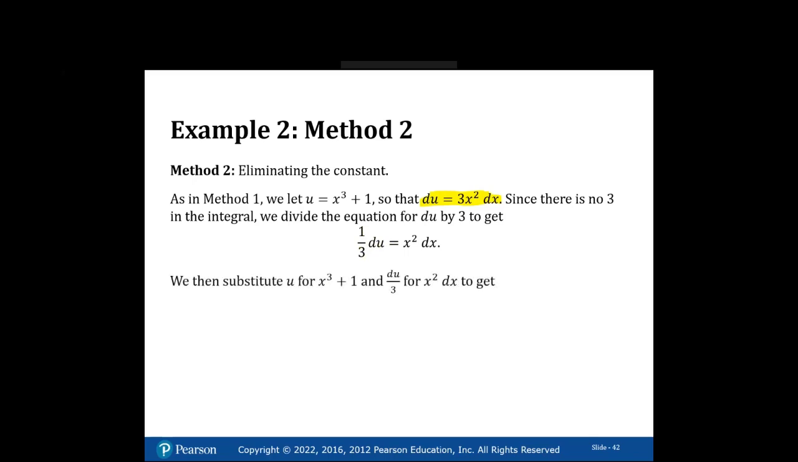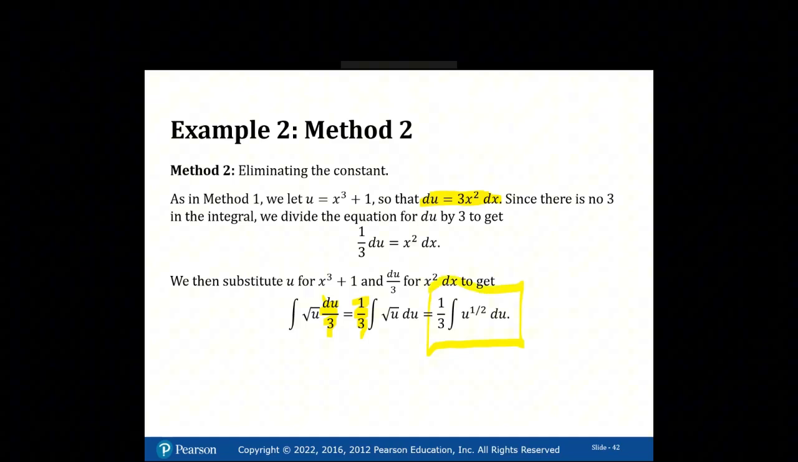And that's the same thing here. Substitute u for x cubed plus 1 and du over 3 for x squared dx. So here we have this du over 3, but that's just a 1/3 multiplying, so I can pull the 1/3 on the outside. And then you see this is exactly the same integrand we had for method 1. We just got it a different way. But both ways work, whichever one you like better.